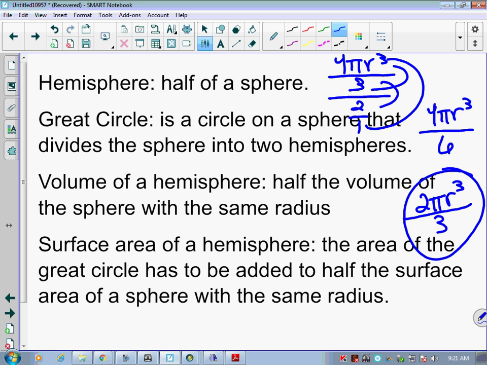All right. Surface area of a hemisphere. What was the formula for surface area of a sphere? 4 pi r squared, right? So the surface area of a hemisphere is the area of the great circle added to half the surface area of a sphere with the same radius. So the surface area of a hemisphere is actually not just the bowl, but it's the added top on top of it. This is what is referred to as the great circle. So we're adding it back on top.